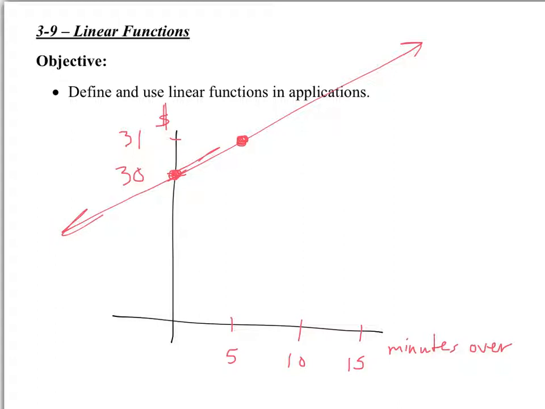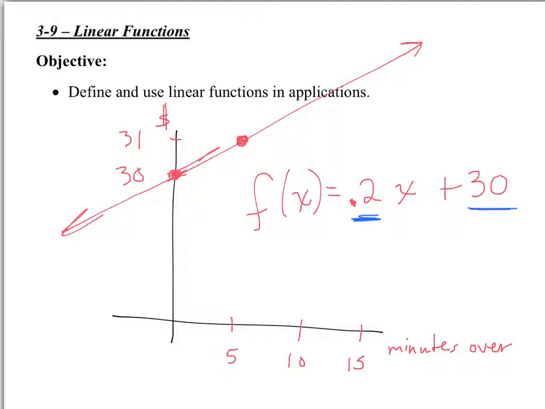The way I would write this would be f of x equals 0.2, for 20 cents, times x plus 30. Again, identifying this, this is your starting value. This is your slope, or your cost per minute. It's 20 cents per minute. And the units of x are in minutes.